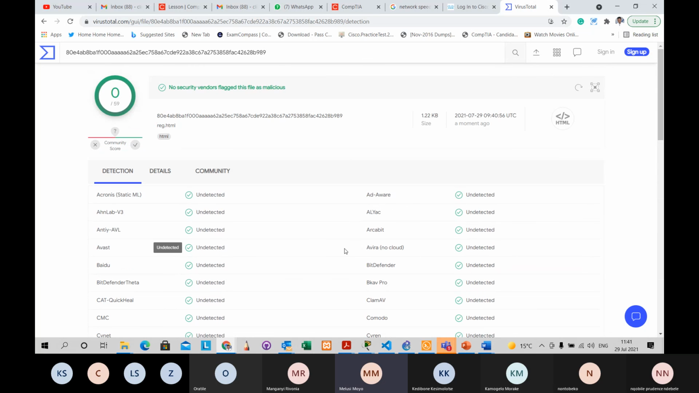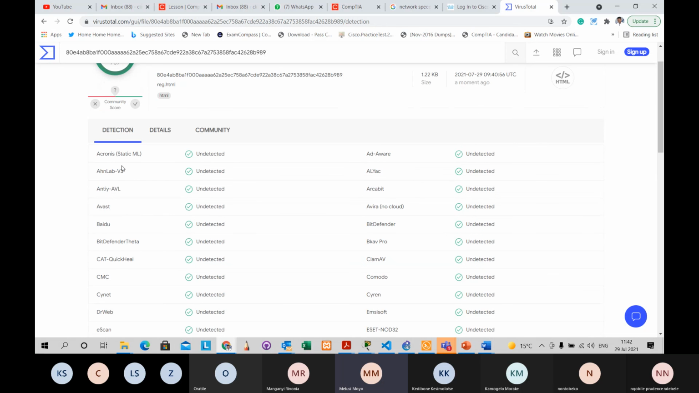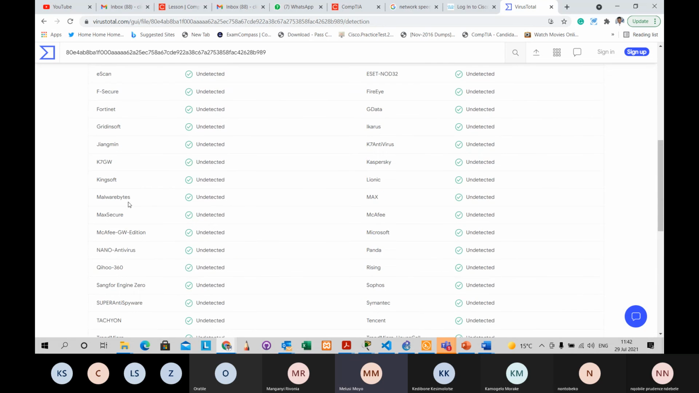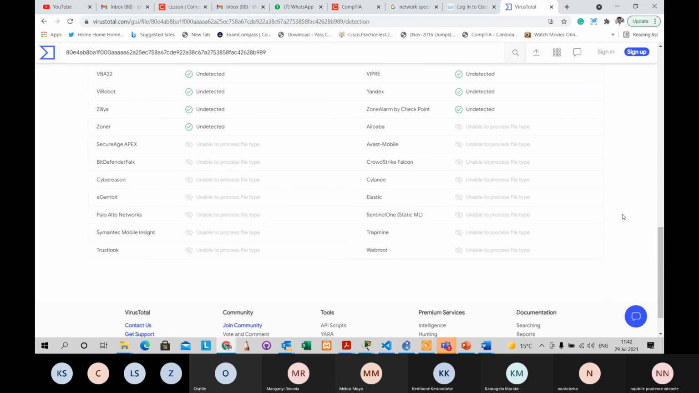So if you don't have an antivirus on your computer, and you're not sure if the software or the tool that you want to install is malware or not, you can download it and then test it using VirusTotal. The good part of this is that it is not tested by only one antivirus engine. It is tested by different engines. That's the advantage of this one.